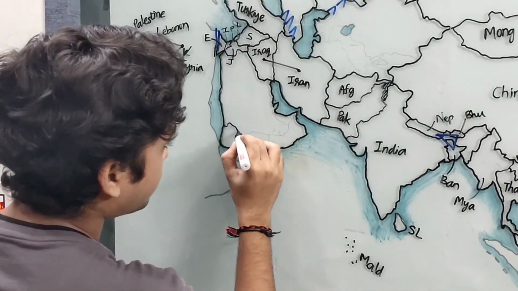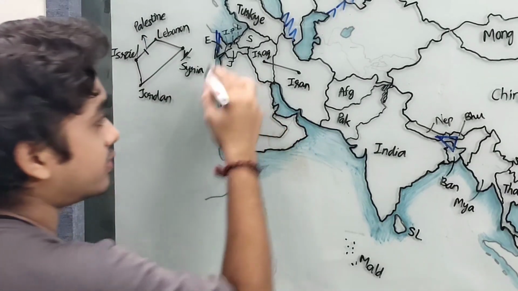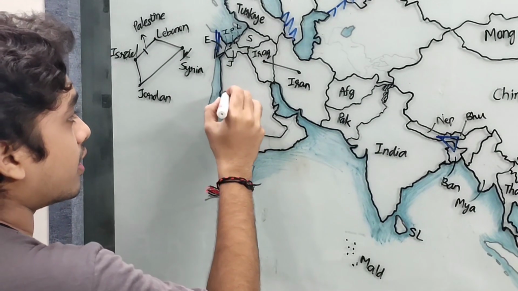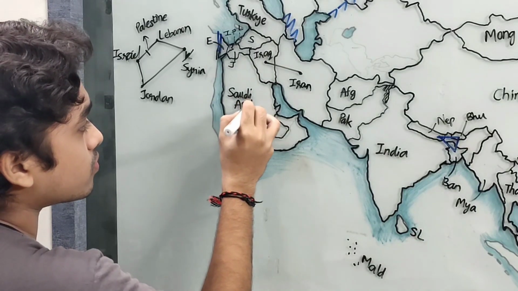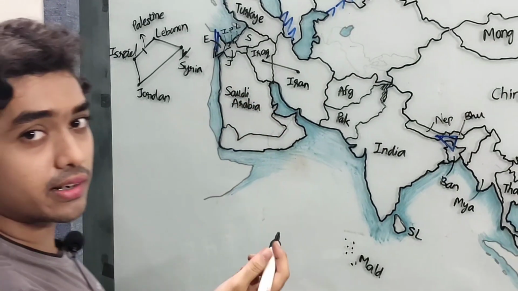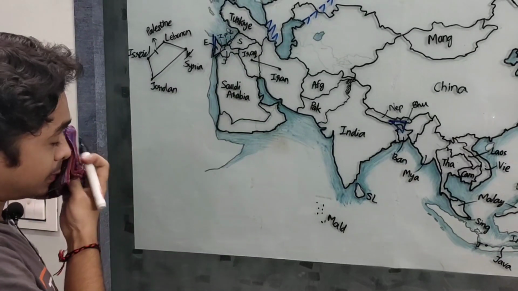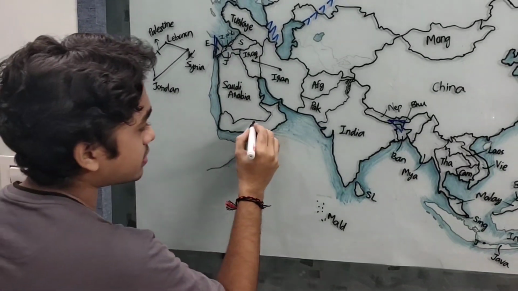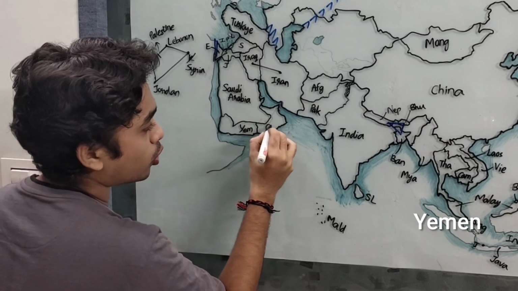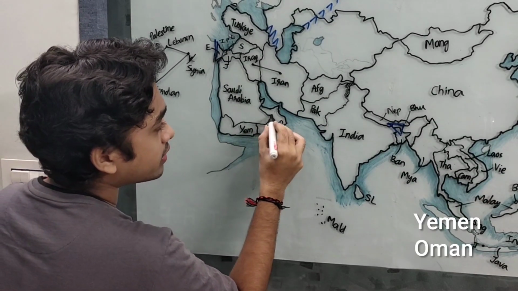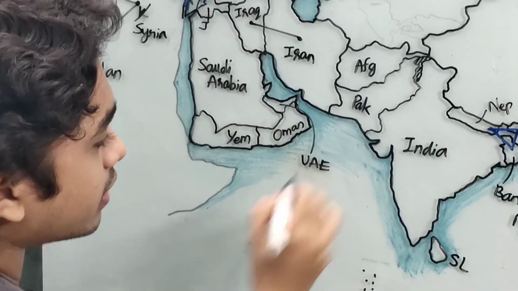Next we come to the largest peninsula of the world. This is the Arabian Peninsula. The major country in this is Saudi Arabia. Most of this country consists of only deserts. Now, what are the other countries? This is Yemen and this is Oman. Then we find this is UAE.